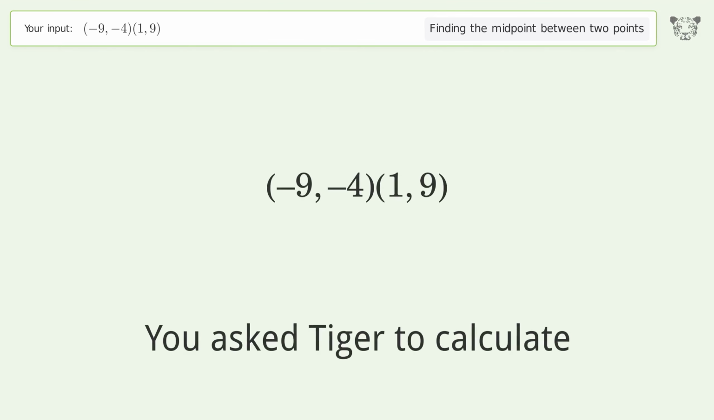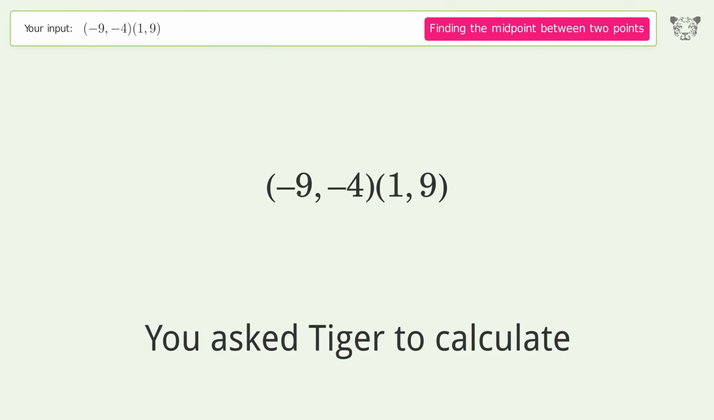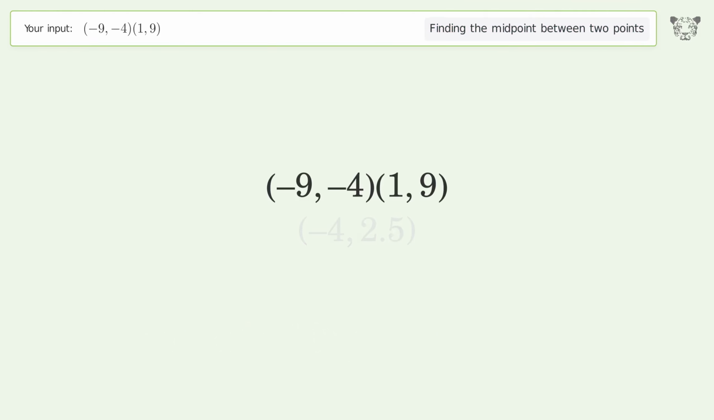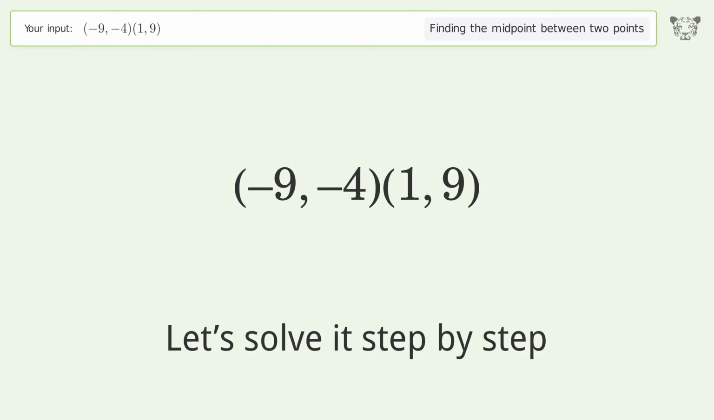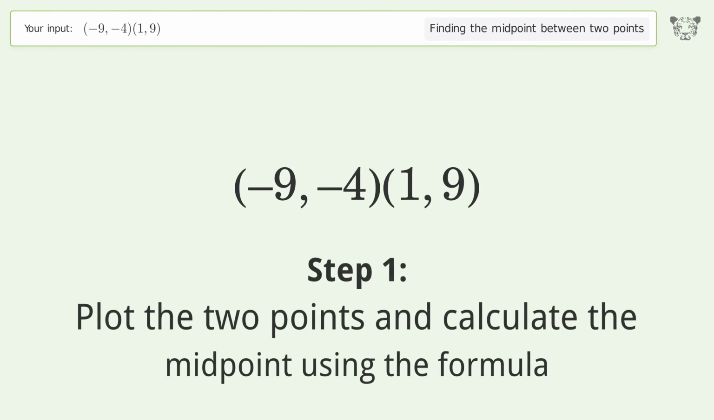You ask Tiger to calculate. This deals with finding the midpoint between 2 points. The midpoint between the 2 points is -4, 2.5. Let's solve it step by step. Plot the 2 points and calculate the midpoint using the formula.